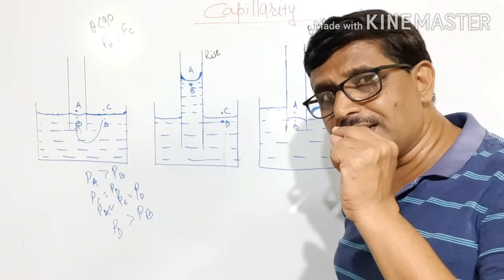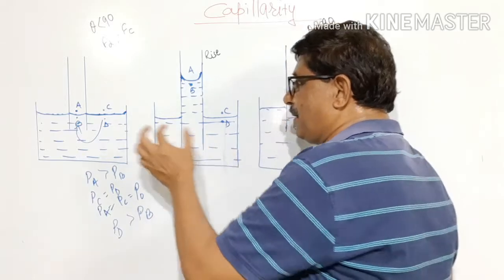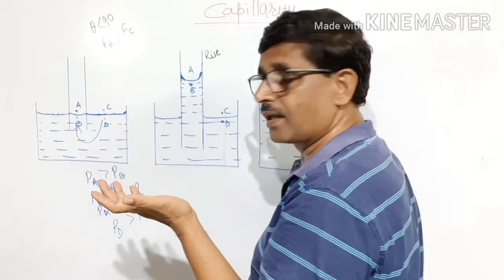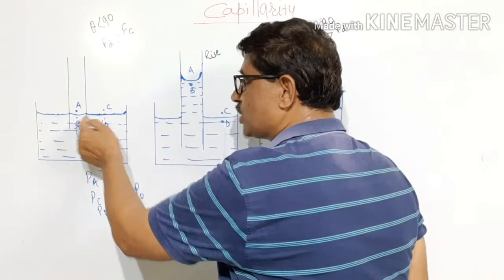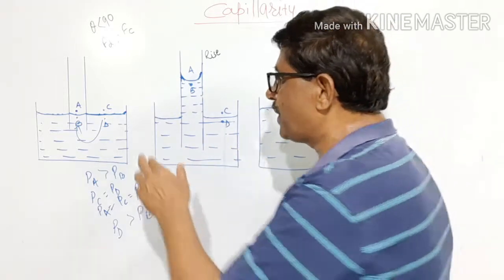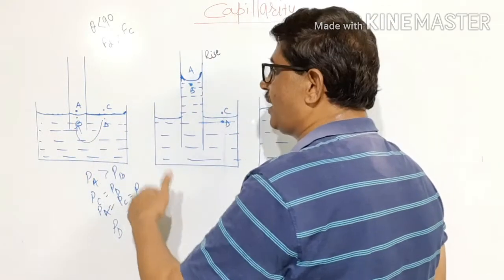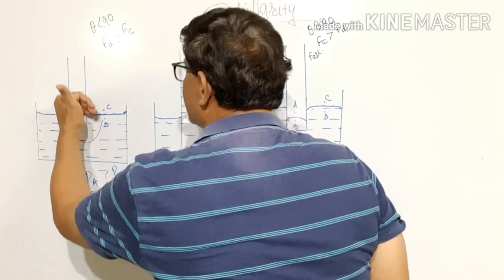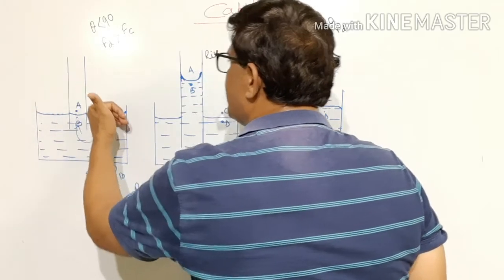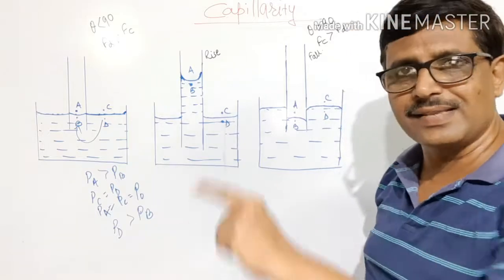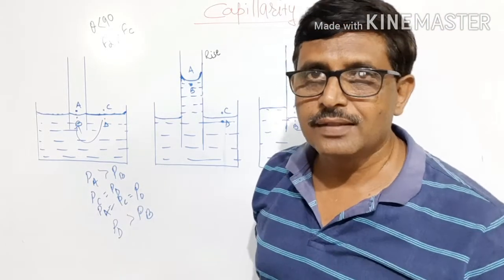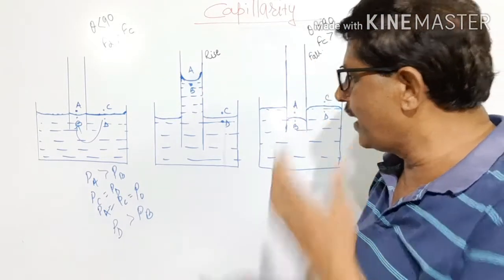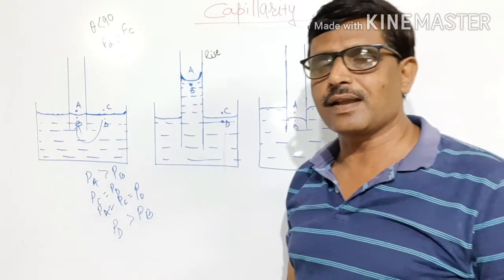Now, here what is interesting to note is that B and D are at the same horizontal level initially, but pressure at B and D is different, and because of that there will be a rise of liquid inside the capillary tube until the pressure at B becomes equal to pressure at D, and hence because of this pressure difference the liquid rises inside the capillary tube, and hence there is a rise of liquid inside the capillary tube.